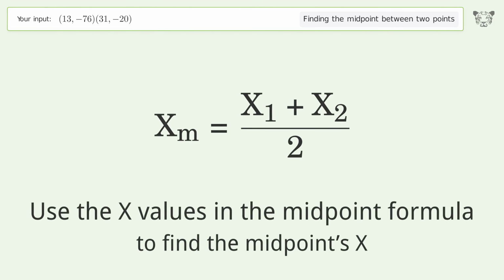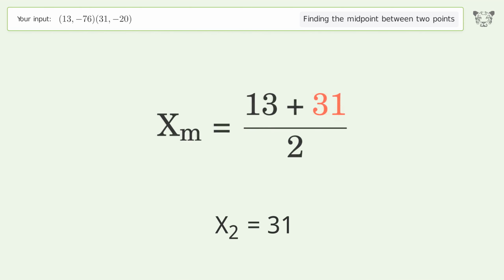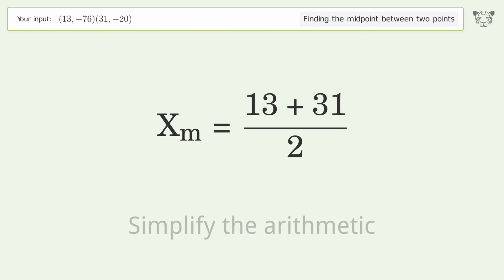Use the x values in the midpoint formula to find the midpoint's x. x1 equals 13. x2 equals 31. Simplify the arithmetic.